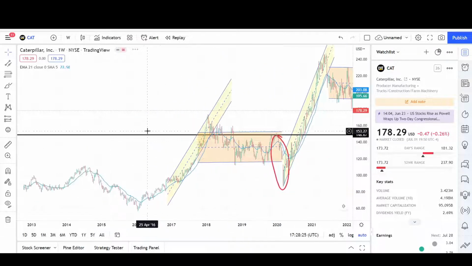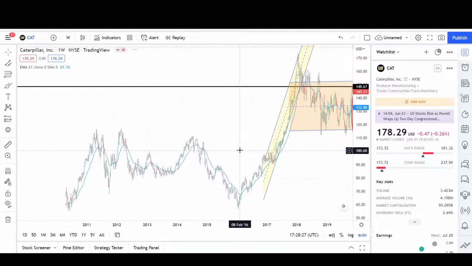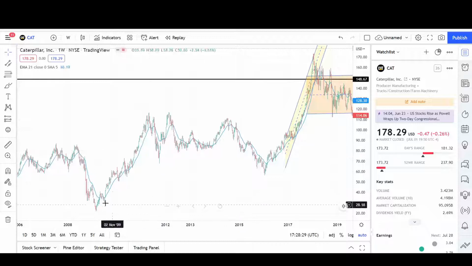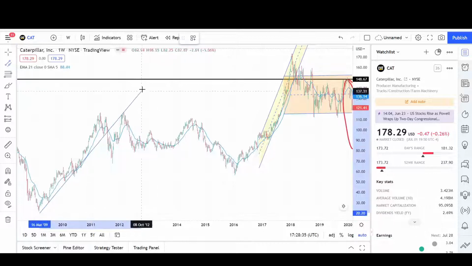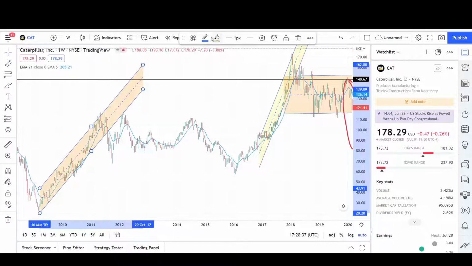And even if I scroll to the left again of the chart, you'll see the same price action occur since 2008 all the way to 2011. So again, here was the trend. This was the trend working up. So I make it yellow.